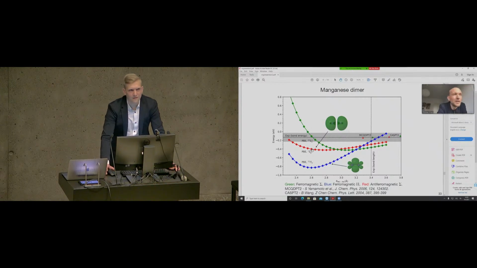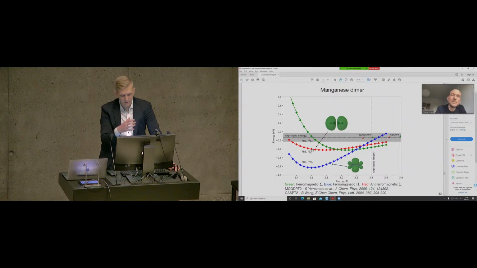But it will be a mixed state. One second. Will it be a mixed state? The thing is that the special orbitals in spin up and spin down, in this case, are very similar. So this problem doesn't arise here.